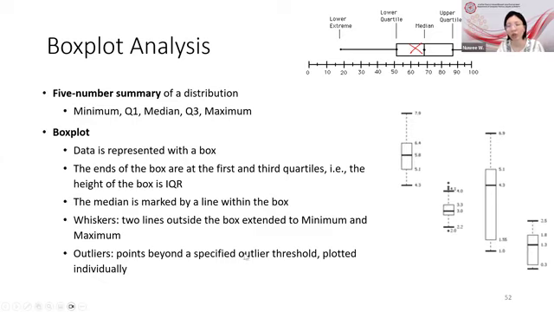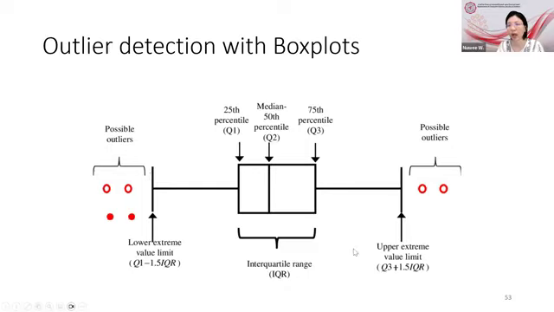And outliers are points beyond the threshold. So how do we calculate the outliers? We calculate from the IQR. Q3 minus Q1 is the IQR, right? And 1.5 times the IQR plus Q3 is the upper limit.